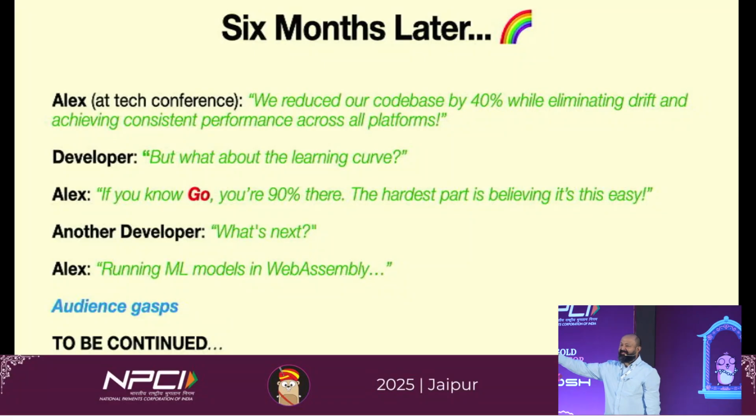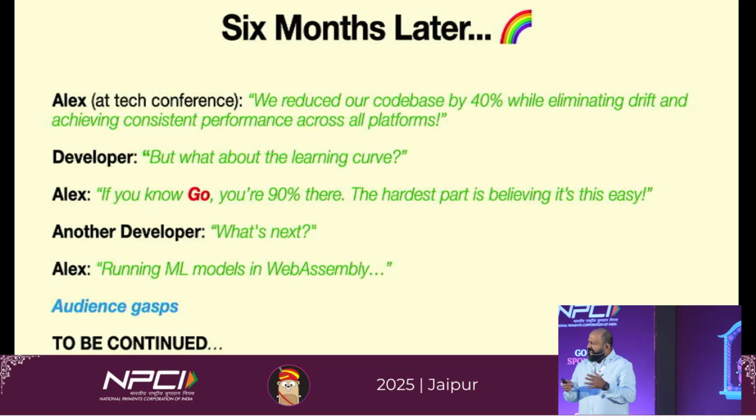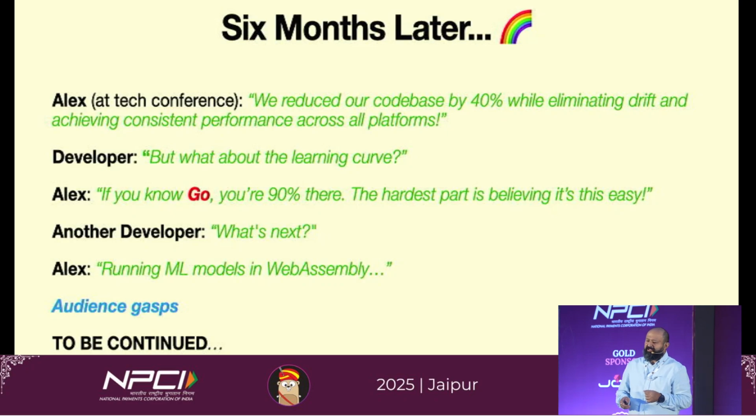So now, Alex is 6 months from the email incident. He's at a tech conference, presenting, and he's talking about how he reduced the code base by 40% and eliminated drift, achieving consistent performance across all platforms. A developer asks him, but what about the learning curve? And Alex says, if you know Go, you're already 90% there. The hardest part is believing it's this easy.